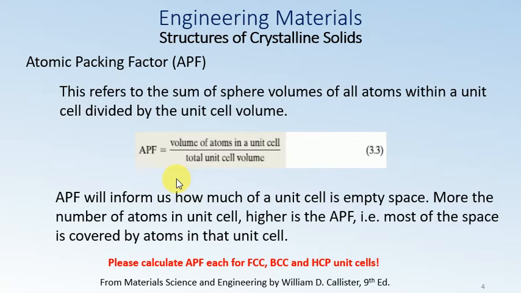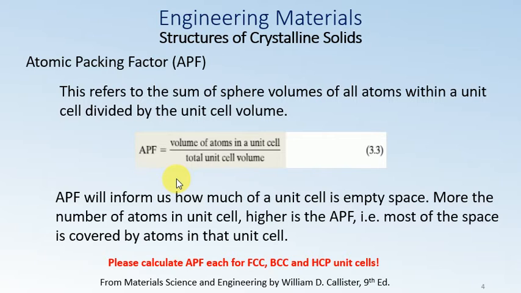The more atoms in the unit cell, the higher the atomic packing factor. Of course, if more and more atoms are present in the unit cell, more of the space is occupied by these atoms, and less of the space is empty or vacant. And atomic packing factor actually tells us how much space in the unit cell is covered by the atoms.